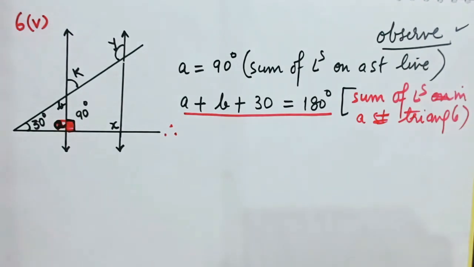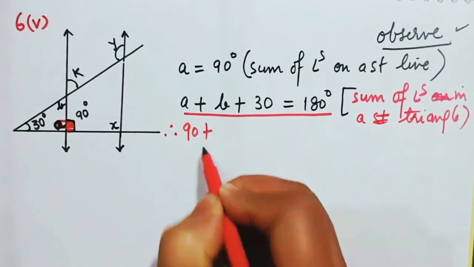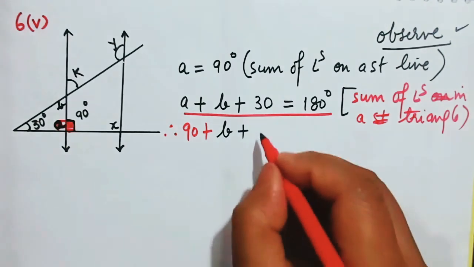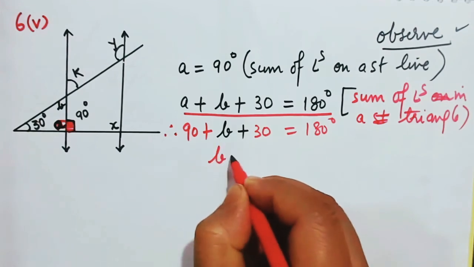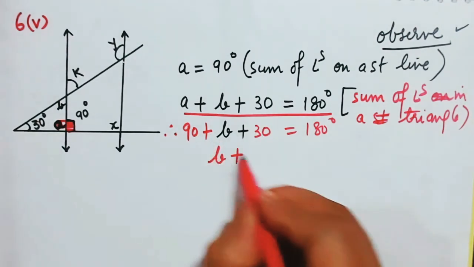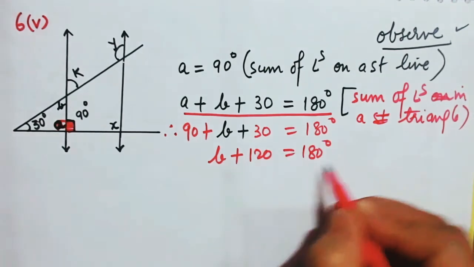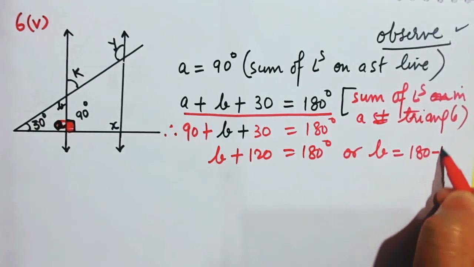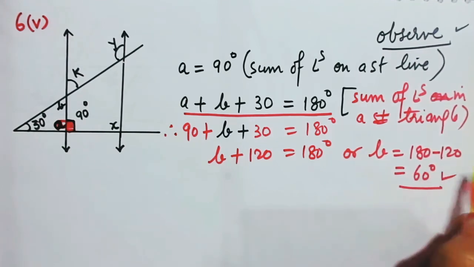Therefore, let us put the value. A is equal to 90. The value of B I do not know, while 30 is already given, equal to 180 degrees. Therefore, B plus 30 plus 90, 120, is equal to 180 degrees, or we can write B is equal to 180 minus 120, which is equal to 60 degrees. So I found out the value of B as 60 degrees.